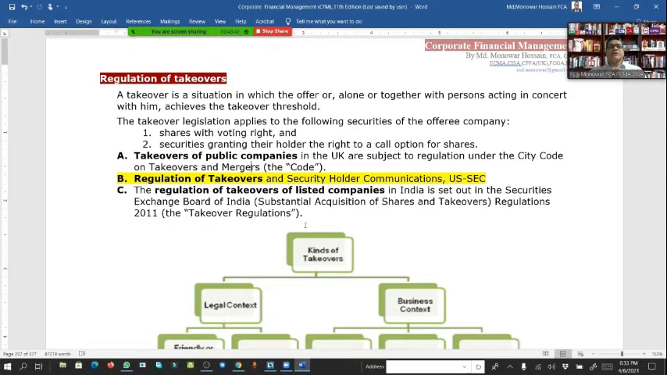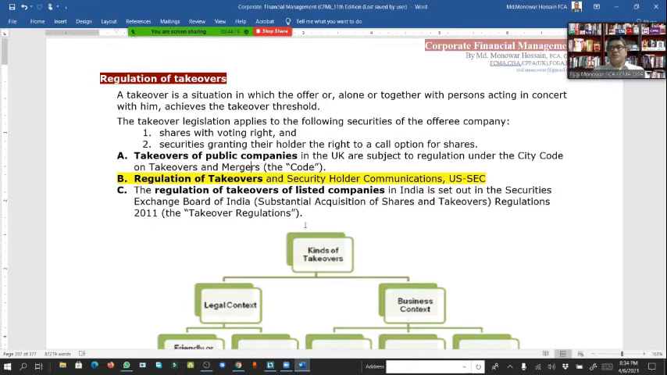And a takeover designation applies to the following security shares, which means there are some legal issues, also within the company and among shareholders, in the takeover of a public company. The UK already has its code, the UK Code. The US already has one. We do not have that type of thing, but the regulation of takeovers of listed companies exists. India also has the Securities and Exchange Board of India, and its regulation is the 2011 Takeover Regulation.